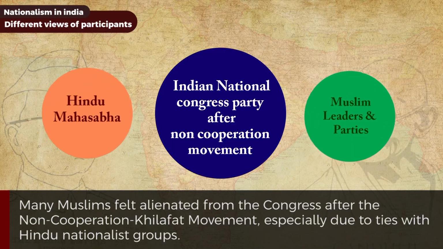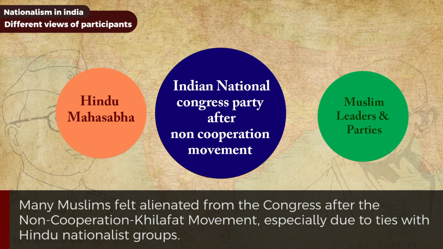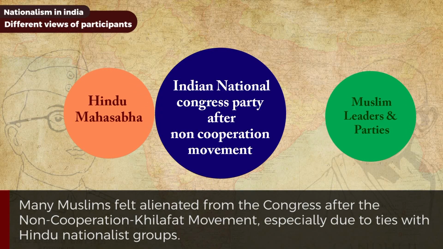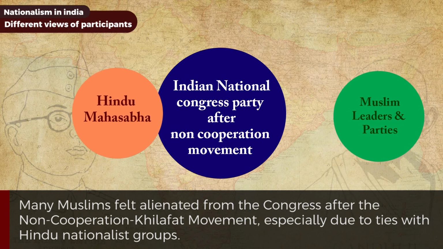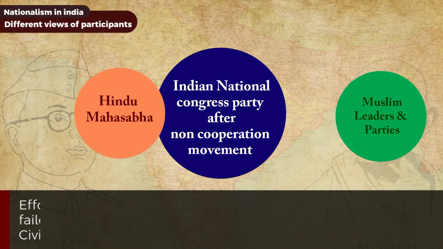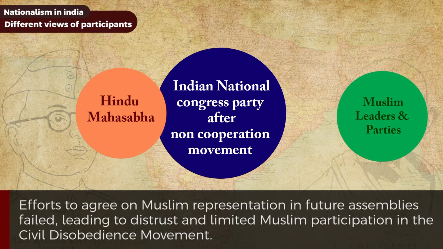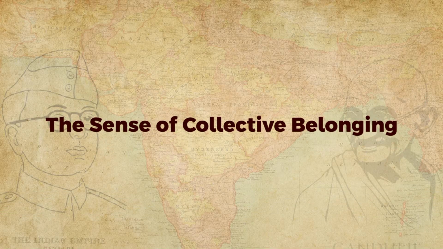Many Muslims felt alienated from the Congress after the non-cooperation Khilafat movement, especially due to ties with Hindu nationalist groups. Efforts to agree on Muslim representation in future assemblies failed, leading to distrust and limited Muslim participation in the civil disobedience movement. The sense of collective belonging.